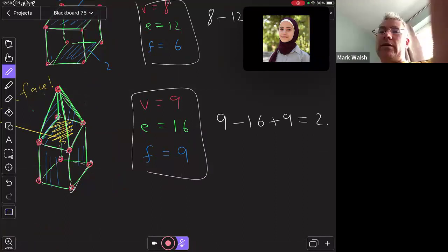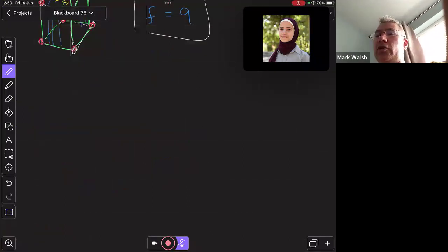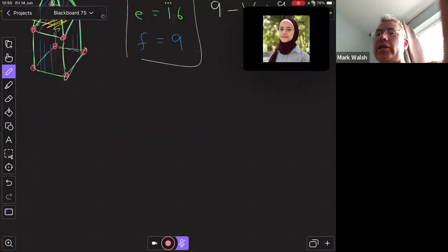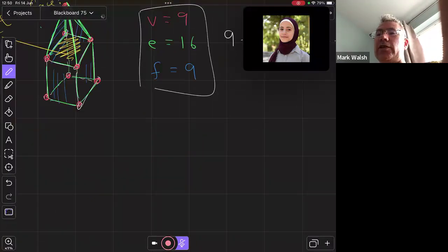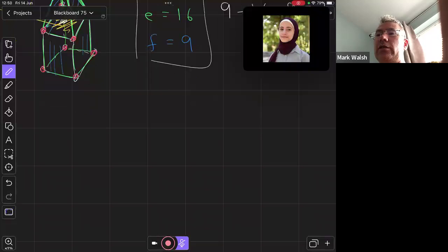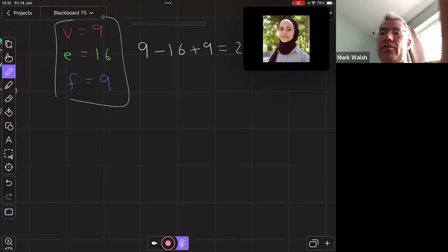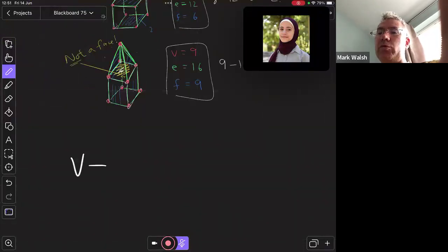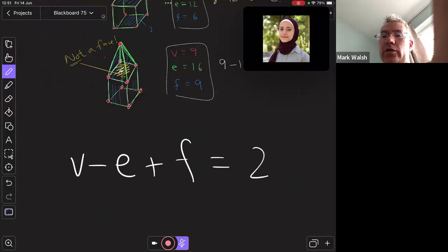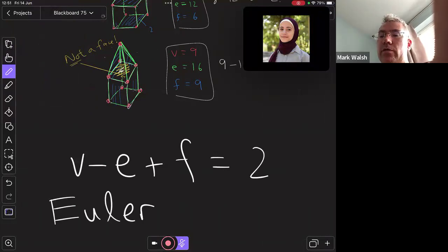In fact, if you take any solid like that, not even a regular solid, and you build it out of these polygons, these faces, and the faces don't have to be regular, they can be different sizes, but you build it like this, and you only count the faces on the outside, you don't count stuff like this in here, and you work out V minus E plus F, this will always be 2. This is called Euler's number, or Euler's formula, I should say. Euler's formula.